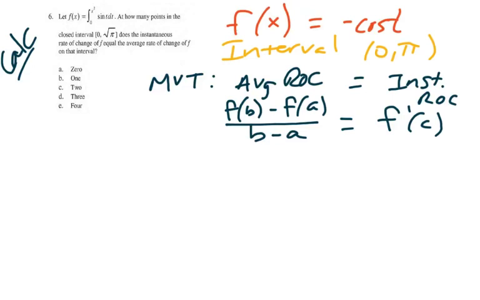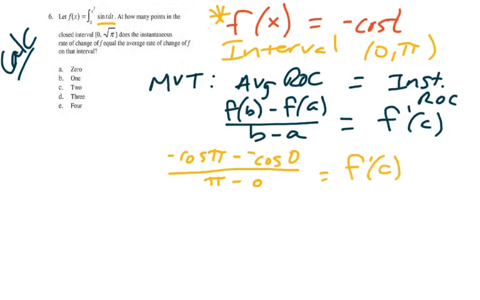So again, when I am plugging into the average rate of change, I am using my f of x, which was the antiderivative of sine, which is negative cosine. So I'm going to plug in the appropriate values here, right? And we're dealing with the interval from 0 to pi. So that means I have negative cosine of pi minus negative cosine of 0 divided by pi minus 0. And that's equal to my f prime of c.